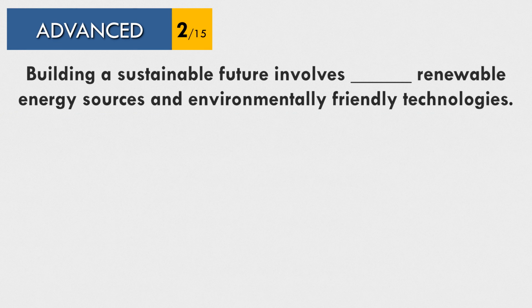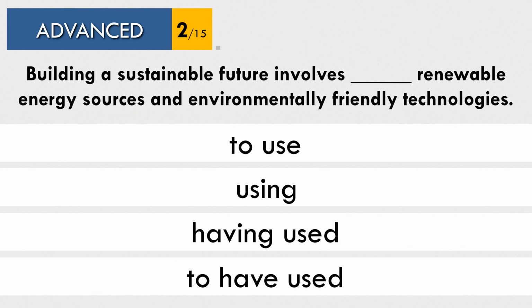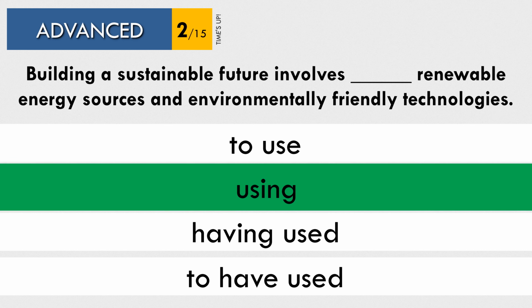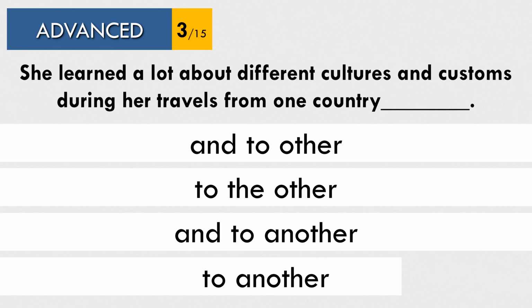Question 2. Complete the sentence. The correct option is using. The sentence should be read, building a sustainable future involves using renewable energy sources and environmentally friendly technologies. Question 3. Complete the sentence.